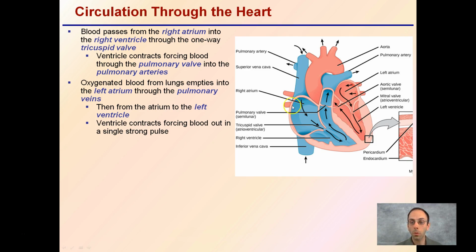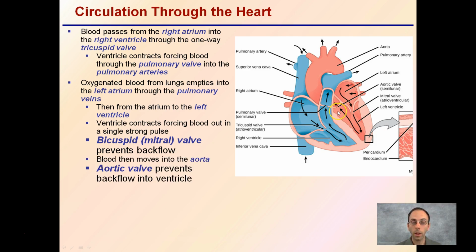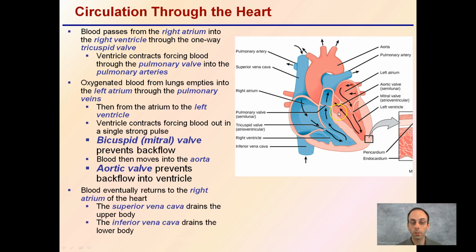Now it's important to remember, we notice our muscle thickness, our atria are much thinner than our ventricles. Particularly our left ventricle is the thickest muscle, because here we're going to be pumping blood to the entire body. The bicuspid, or mitral valve, prevents backflow from occurring, and that valve is located right here. So this will close, causing this forceful contraction of the ventricle out to the rest of the body. And that's going to go out the aorta through the aortic valve, and that will prevent backflow into the ventricle.